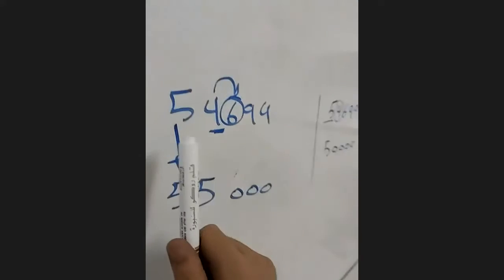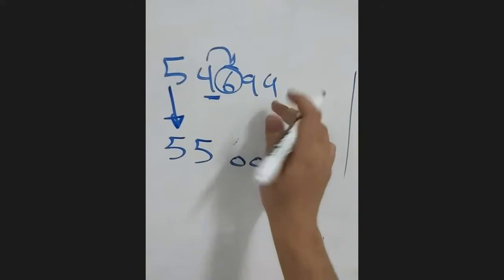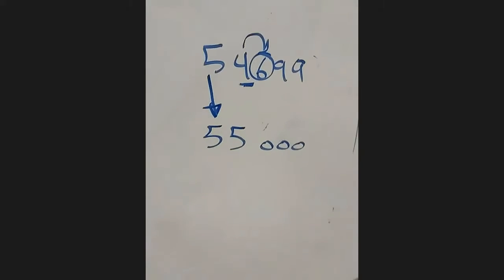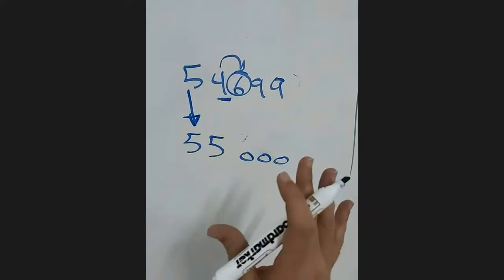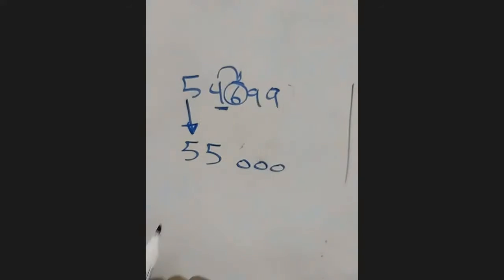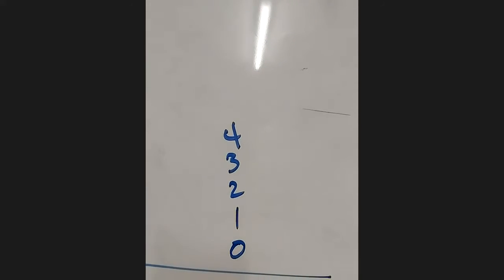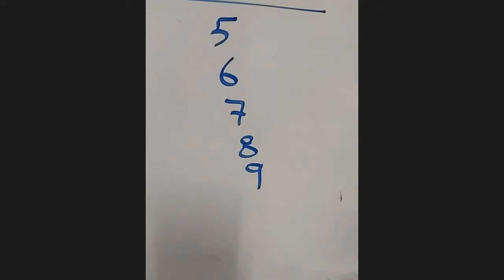If we want to round the ones, the ones cannot be rounded because the next number here, we have nothing. So we can round any digit from these digits. How do we round, guys? We take a look at the next number. If the next number is 0, 1, 2, 3, 4, we don't add 1. If the next number is 5, 6, 7, 8, 9, we add 1.